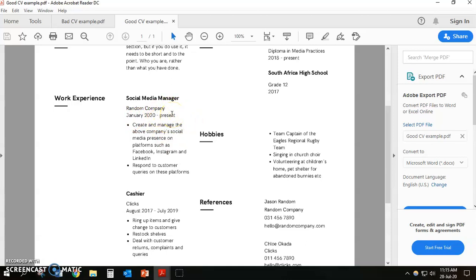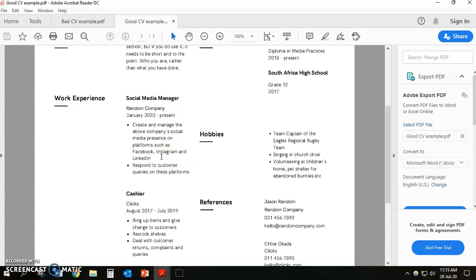And give yourself a little bit of time and think about exactly what you did in all of these jobs. So it shouldn't be really, really basic. You shouldn't say something like handling companies' accounts. You need to be specific with this. So create and manage the above company's social media presence on platforms such as Facebook, Instagram, and LinkedIn.